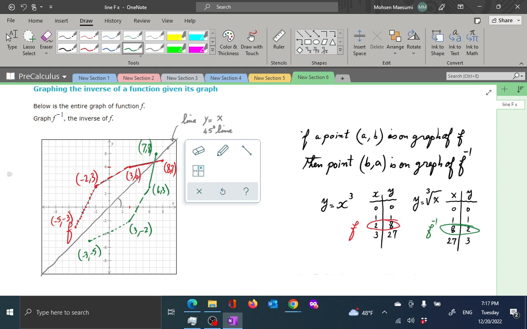And so if you have a graph of a function and you want to graph its inverse, all that you have to do is exchange the coordinates or flip it across the 45-degree line. Or another way to think about it is that this is a mirror, and you are finding the reflection of the graph that you have in that mirror. So that is what's happening here.